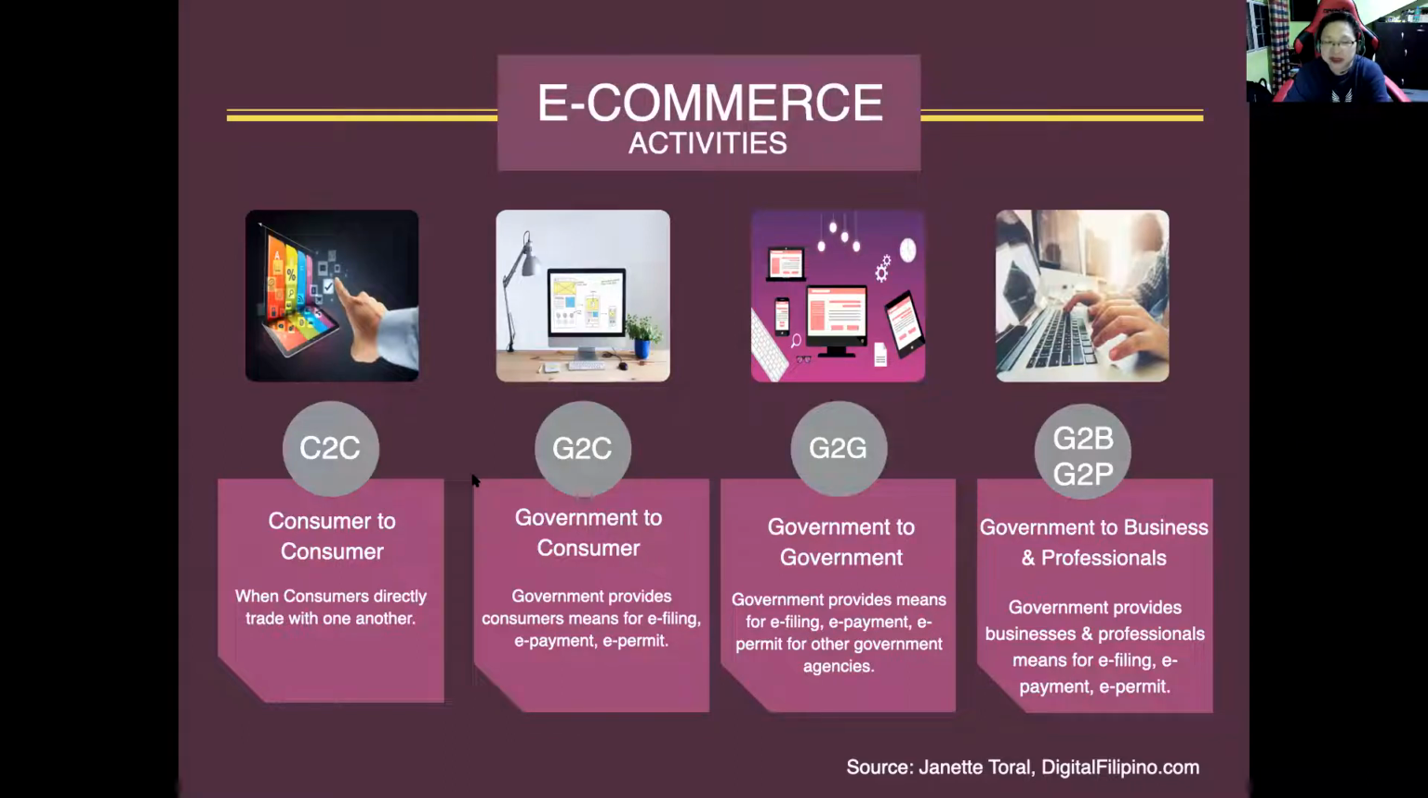Other types of e-commerce activities also include consumer to consumer, or C2C, and government to consumer, where the government provides consumers means for e-filing, e-payment, or e-permit. G2G, or government to government. There's also government to business, and in my case, I would also like to use the word P. I'm not saying that P, or professionals, is now a standard, but I would like to use that idea as well, which is G2P, or government to professionals, where government provides, again, businesses and professionals means for e-filing, e-payment, and electronic permit.